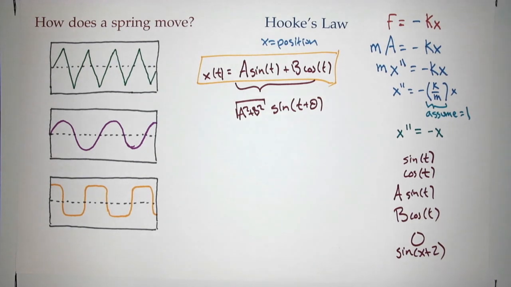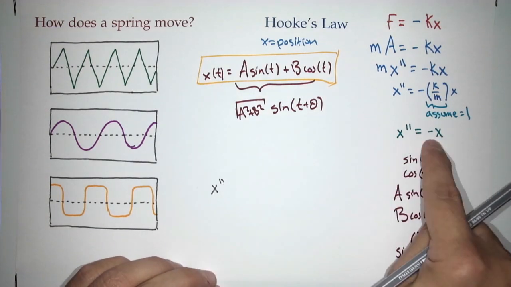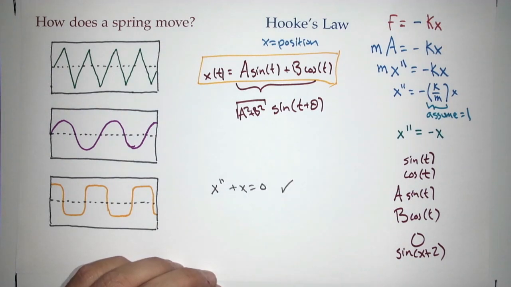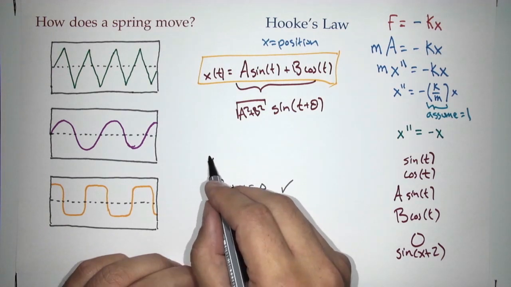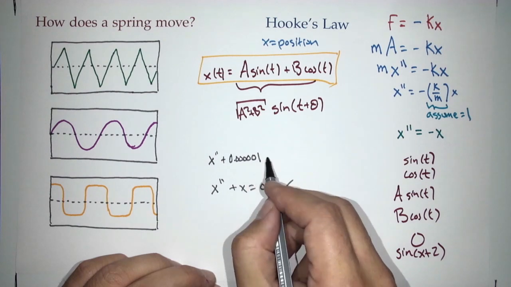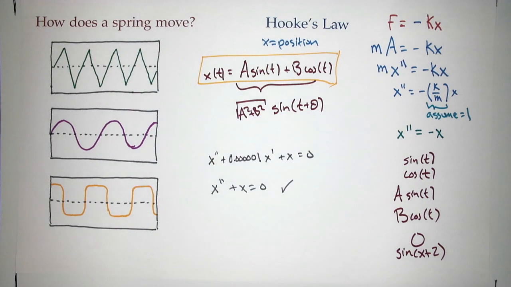Now, you probably think, wow, this was easy. Is it always going to be this easy? No. You can imagine that I change things ever so slightly. So we now know, for example, if I have this one, x double prime plus x equals 0, that says I move up and down. What if we had x double prime plus 0.000001 x prime plus x equals 0? So in other words, somehow velocity was coming into play for some reason.